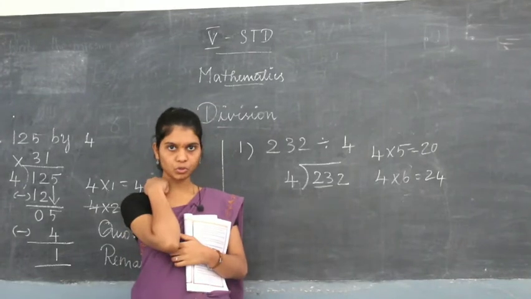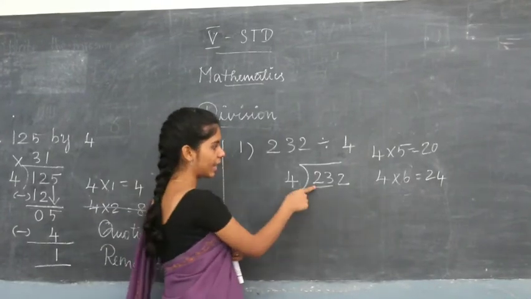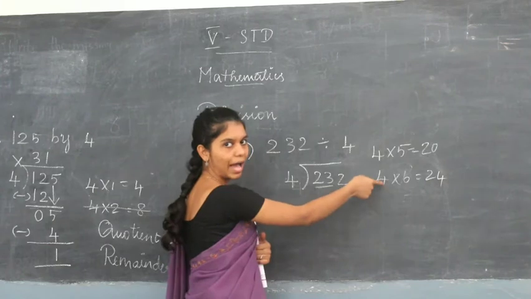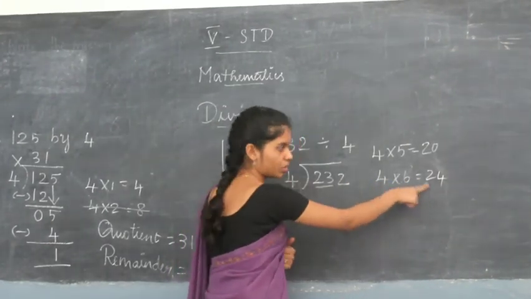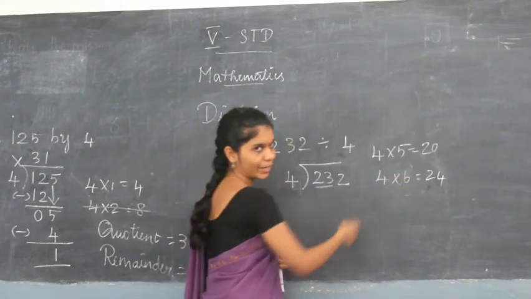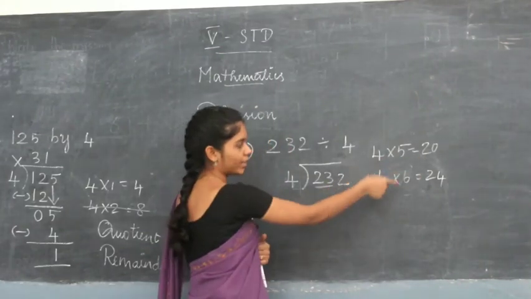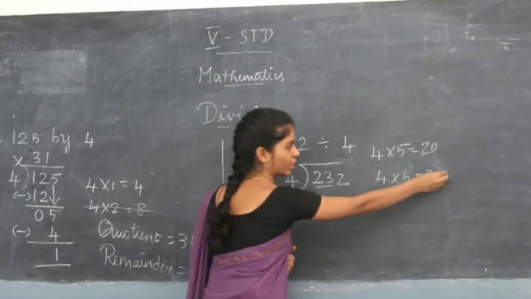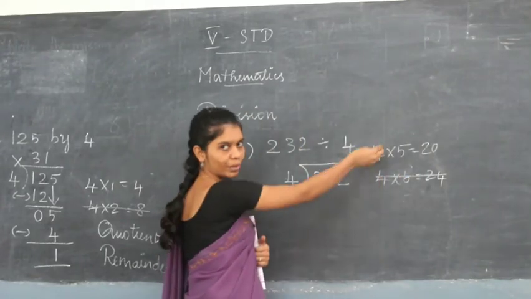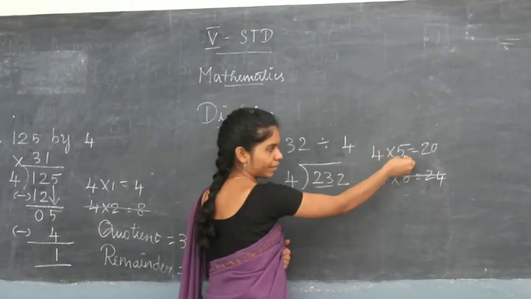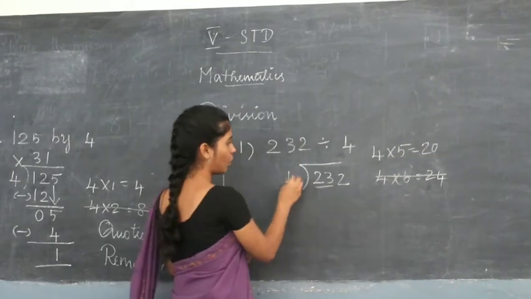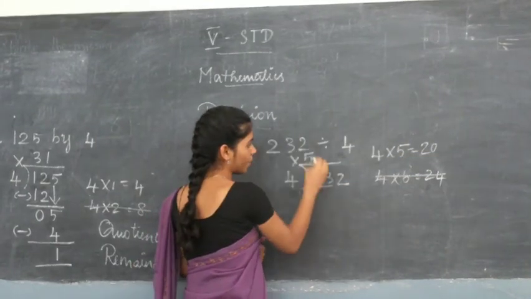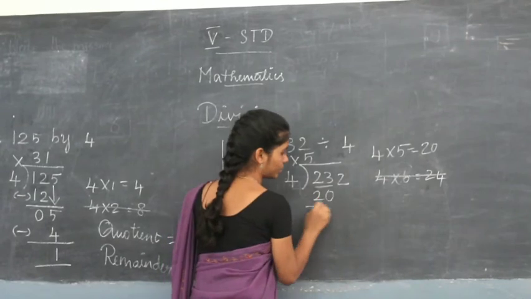Now what you should do? You should look at this and compare them with the answers you got. Here you got 4 into 6 is equal to 24, 4 into 5 is equal to 20. Which is smaller than this? This is greater, so you cannot use this one. So you will go with the previous one, 4 multiplied with 5. 4 5s are what? 20. So 4 multiplied by 5 gives you 20.